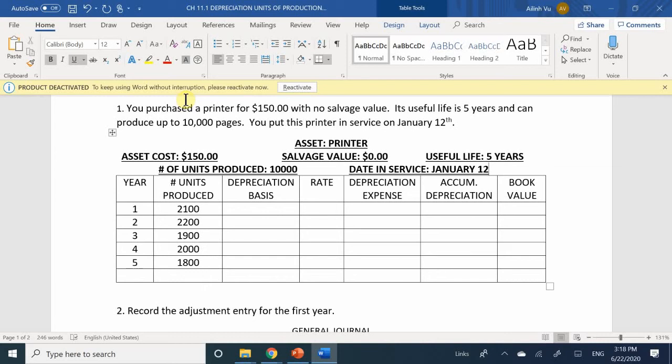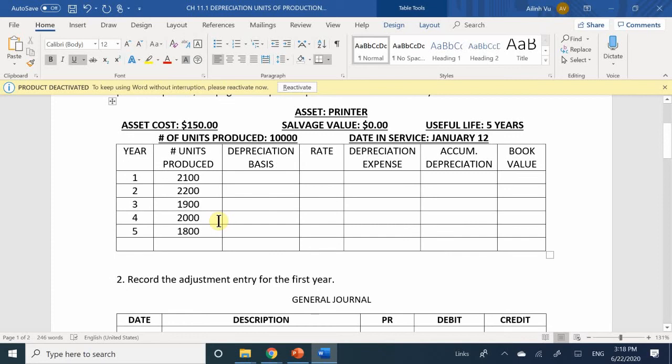Is everyone stuck already? The base is $150. That is correct. Because what is the depreciation basis? What's the formula for that? Yeah, the formula is the cost minus the salvage. Good. No salvage. So yes, it's 150.